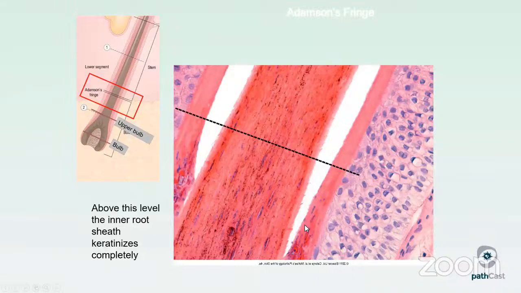So here we see that transition. The inner root sheath in our bulb, in our suprabulbar area, we just saw, has these trichohyalin granules. It's granular. Above the Adamson's fringe, where we're starting to get into our stem, there are no more nuclei in our inner root sheath. It is just nice and smooth and pink. So that's kind of how you know in cross-section if you're looking at a bulb or a stem.